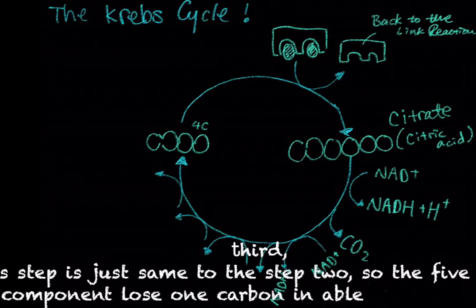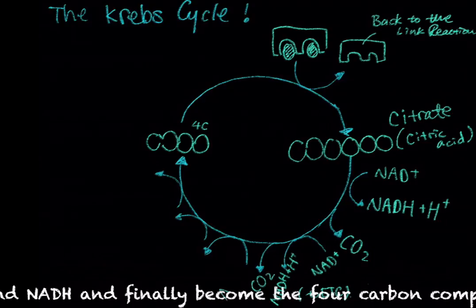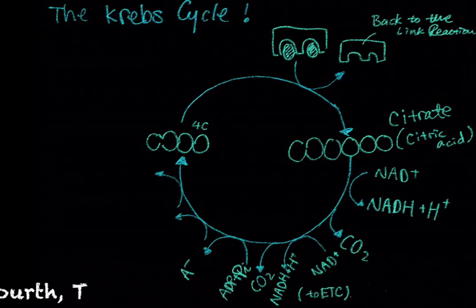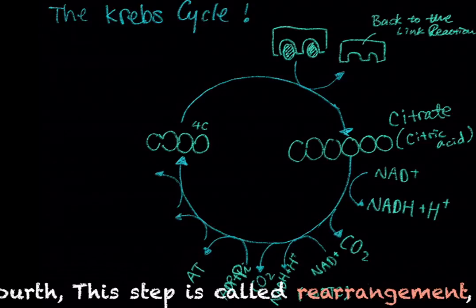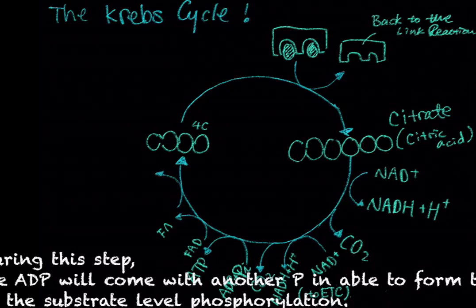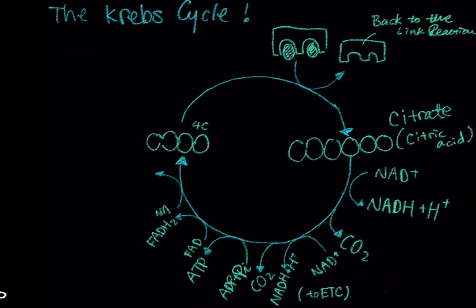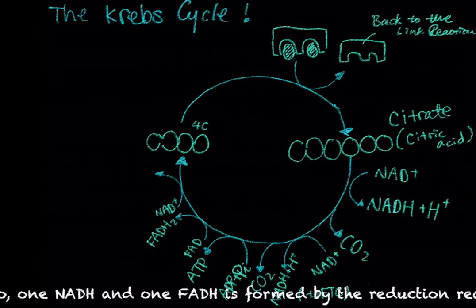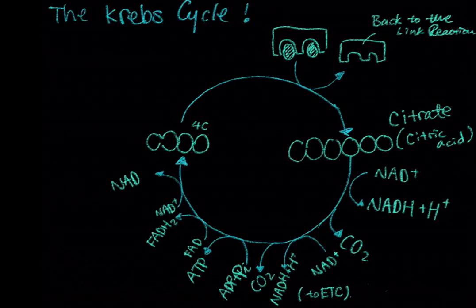Third, this step is just the same as step 2, so the 5-carbon compound loses 1 carbon, forming carbon dioxide and NADH, and finally becomes the 4-carbon compound. Fourth, this step is called rearrangement. During this step, ADP will combine with another P to form ATP by substrate-level phosphorylation. Also, one NADH and one FADH are formed by the reduction reaction.